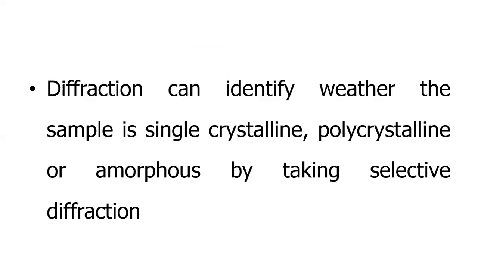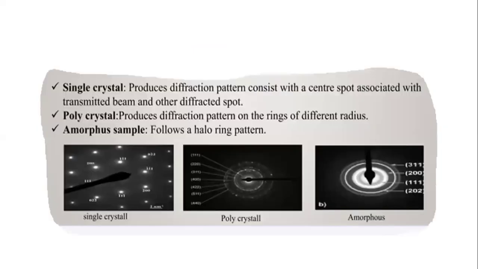Diffraction can identify whether the sample is single crystalline, polycrystalline, or amorphous by taking the selected area diffraction. A single crystal produces a diffraction pattern consisting of a center spot associated with the transmitted beam and other diffraction spots. A polycrystal produces a diffraction pattern of rings of different radius. An amorphous sample shows a halo ring pattern.